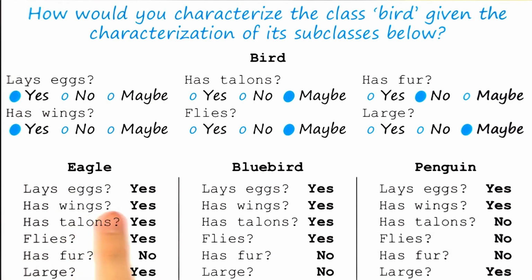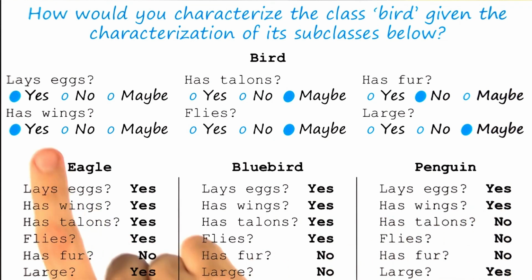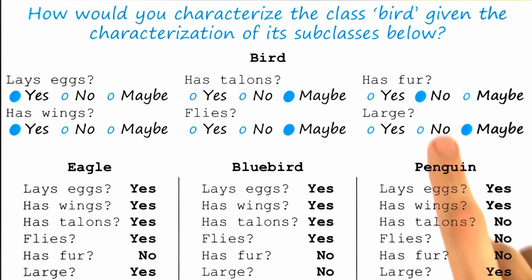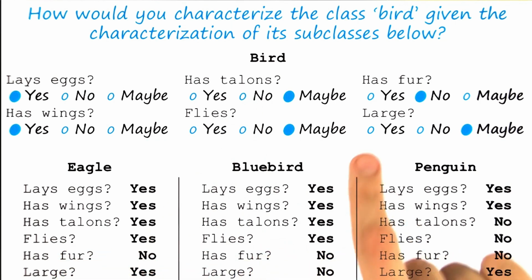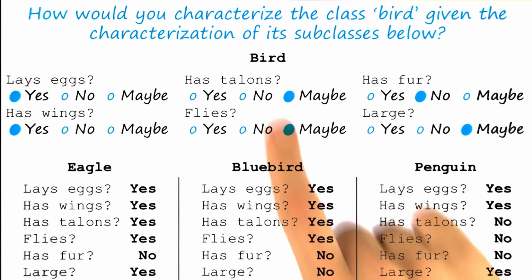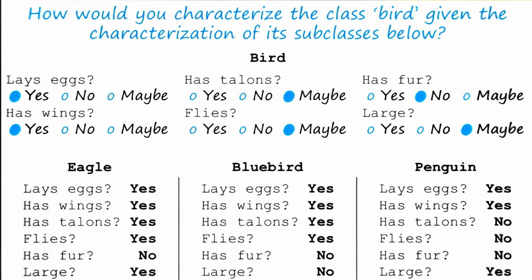So what I did is I looked across the rows and tried to see which features all three birds had in common. They all lay eggs, so I'm going to figure that birds lay eggs. They all have wings, so I'm going to figure that birds have wings. And none of them have fur, so I'm going to figure that birds don't have fur. Whether or not they have talons can actually vary, so the eagle and bluebird have talons, but the penguin does not. And whether or not they're large can vary, the eagle and the penguin are large, but the bluebird's not. So those things don't necessarily define what a bird is, but these three things seem to me like they do.